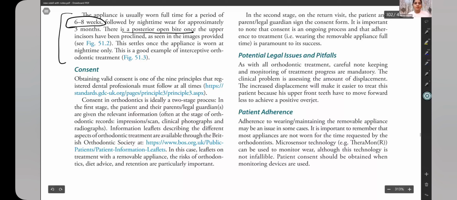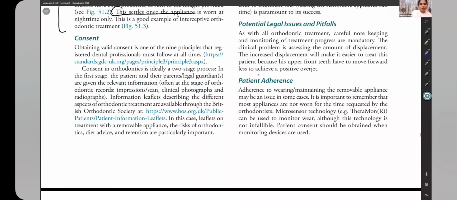There's a posterior open bite once the upper incisors have been proclined, as seen in the images provided, and this will settle and teeth will supra-erupt and interdigitate, and then the maximal intercuspation would be achieved in the centric relationship. So this is also a good example of interceptive orthodontic treatment, because here the cause or etiology was occlusal interference and not your skeletal discrepancy. So we are not going for face masks or headgears. In fact, here the etiology was occlusal interference, which has been eliminated by pushing the anteriors outside.